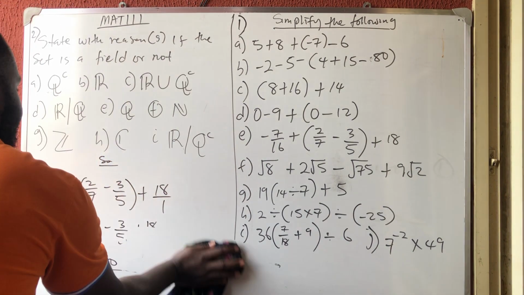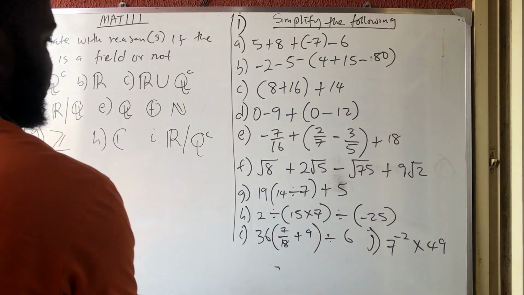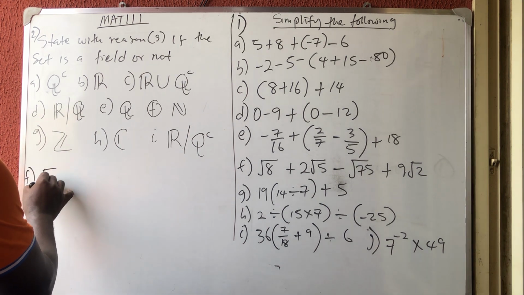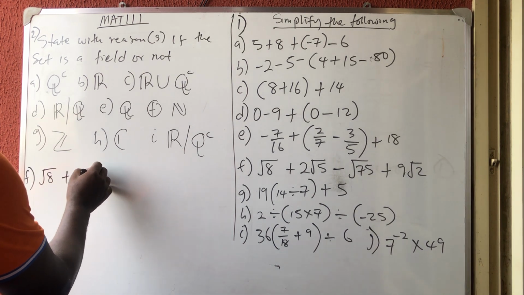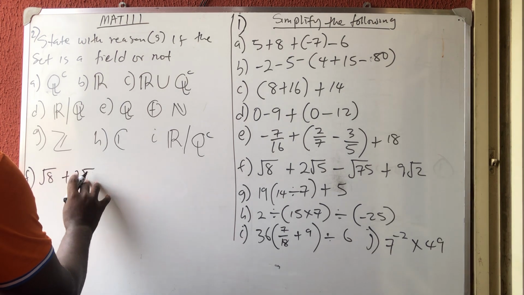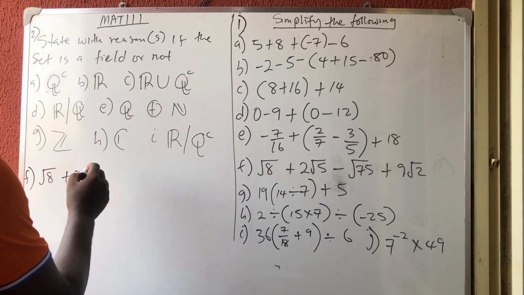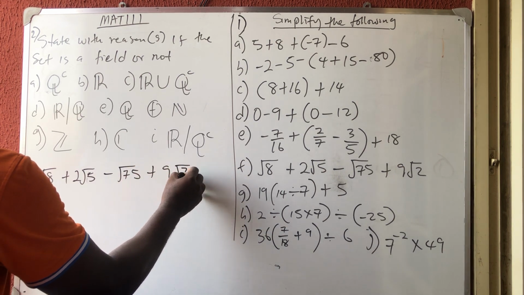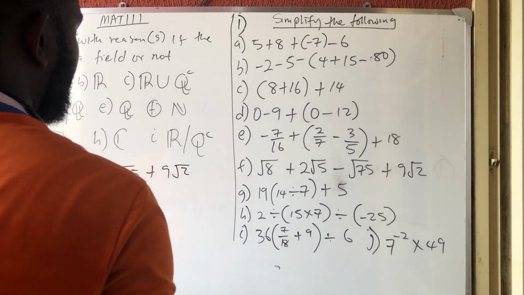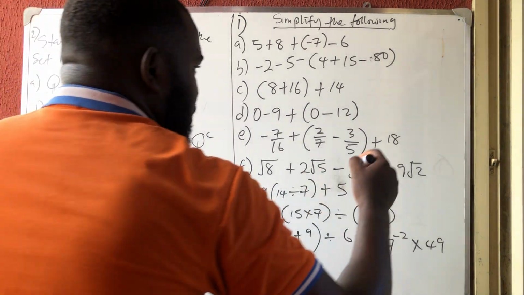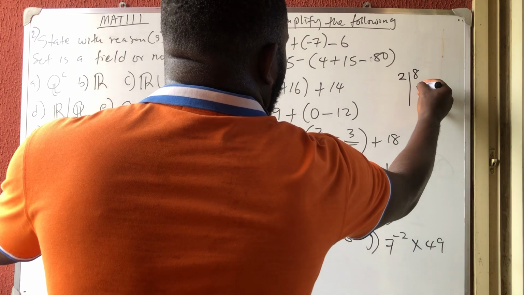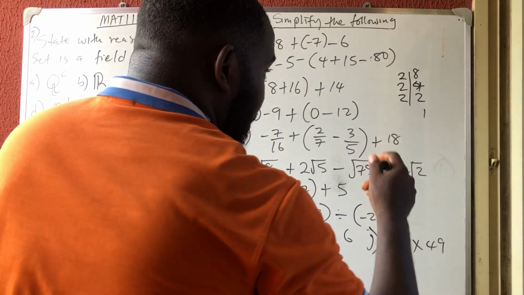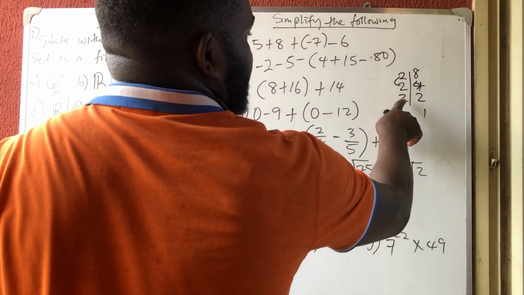So the next one, number F, said root 8 plus 2 root 5, then minus root 75 plus 9 root 2. Now the first thing you do in surds is to reduce it to the lowest surd. If I reduce 8: 8, 2 divide 4, 2 divide 2, 2 divide 1. Anybody that is double will stay outside, but anybody that is single will stay inside.